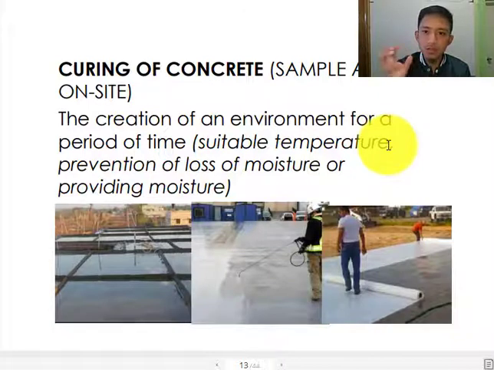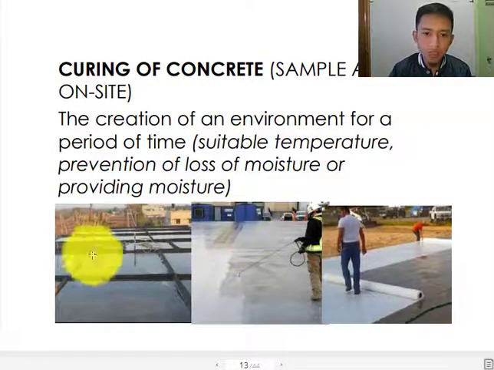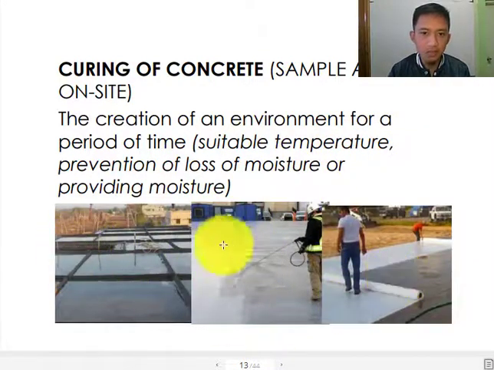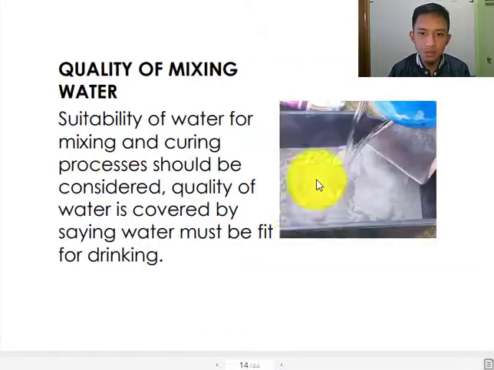Because of a too hot environment, there will be evaporation. So some of the water content will evaporate. Therefore, the water to cement ratio will not be followed because of evaporation. So what we are going to do there is we have these methods. We will discuss that one later on. Prevention of loss of moisture or providing moisture, and suitable environment temperatures.